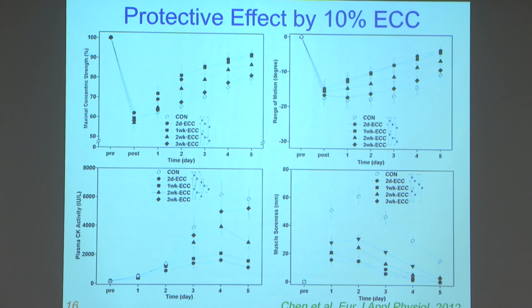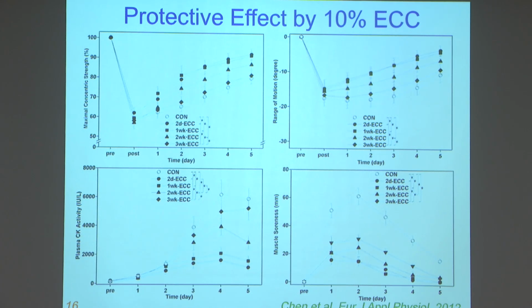So as you can see here, the control group did not perform low intensity contractions prior to eccentric, very slow recovery. But subjects who performed 10% eccentric contraction 2 days before or 1 week before, there's significantly faster recovery. However, 2 weeks before, a little bit less adaptation, little less protective effect. And then 3 weeks before, there's no difference from the control.